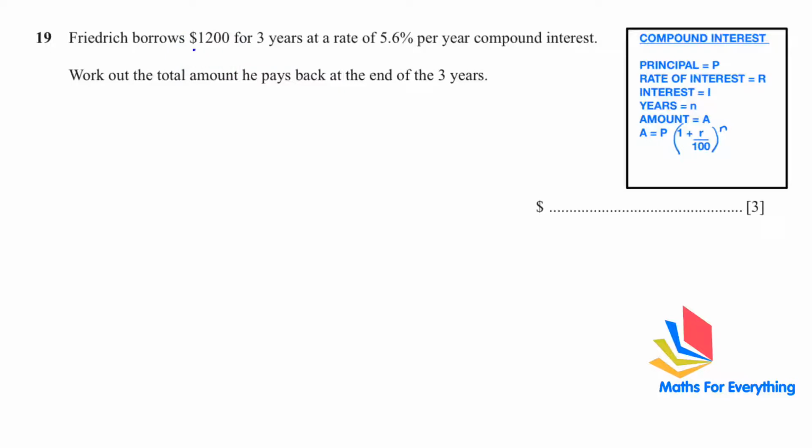This is our principal. This is N, the number of years. This is R, the rate of interest. So now we just plug in everything in our formula.